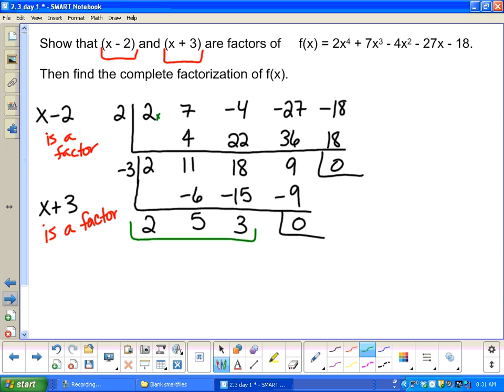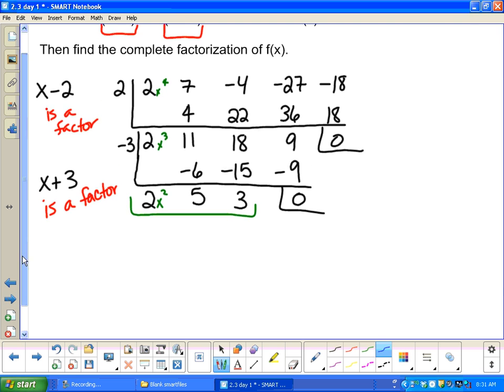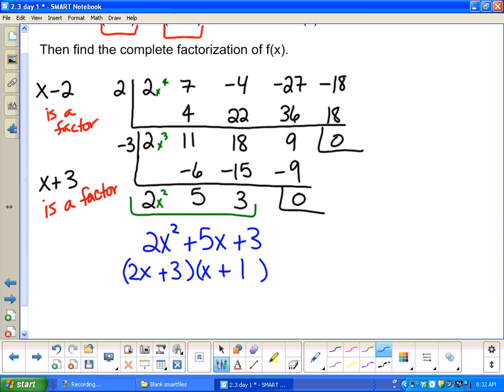Now find the complete factorization, which means I have to factor what's left. Well, this was x to the 4th, this was x to the 3rd, so this has to be an x squared. So I'm going to look at factoring what's left: 2x squared plus 5x plus 3. Now let's see if I can factor that. Factors of 2 are 2 and 1. Factors of 3 are 3 and 1. Okay, so that gives me a 2x. So I check 2x plus 3x. That gives me my 5x, my middle term. So I'm good with that.